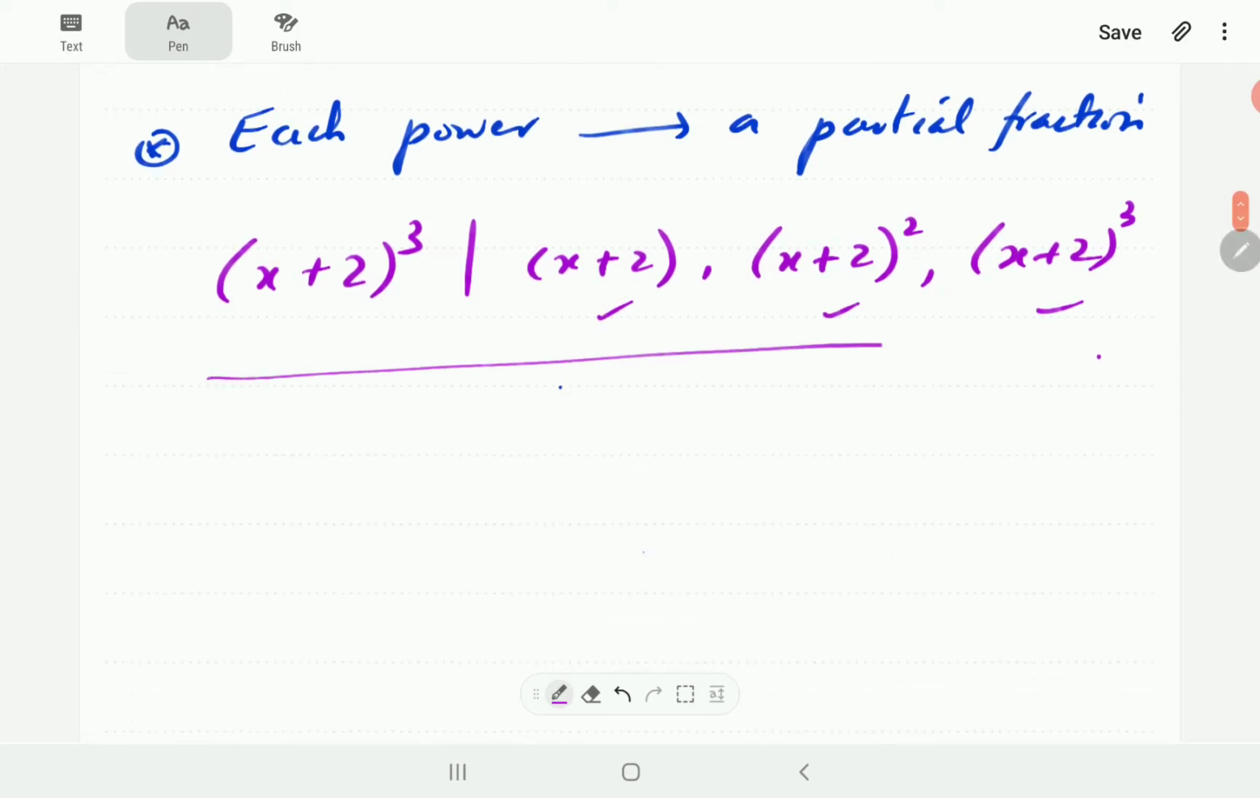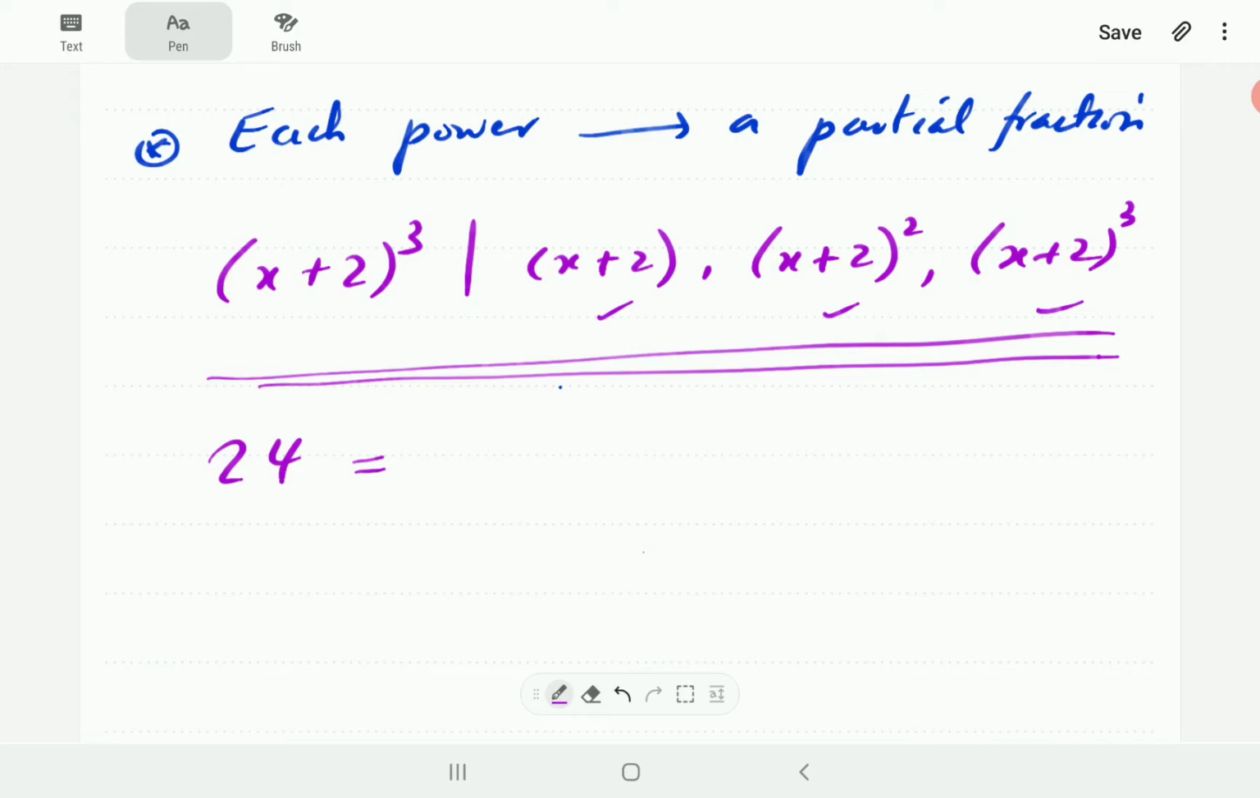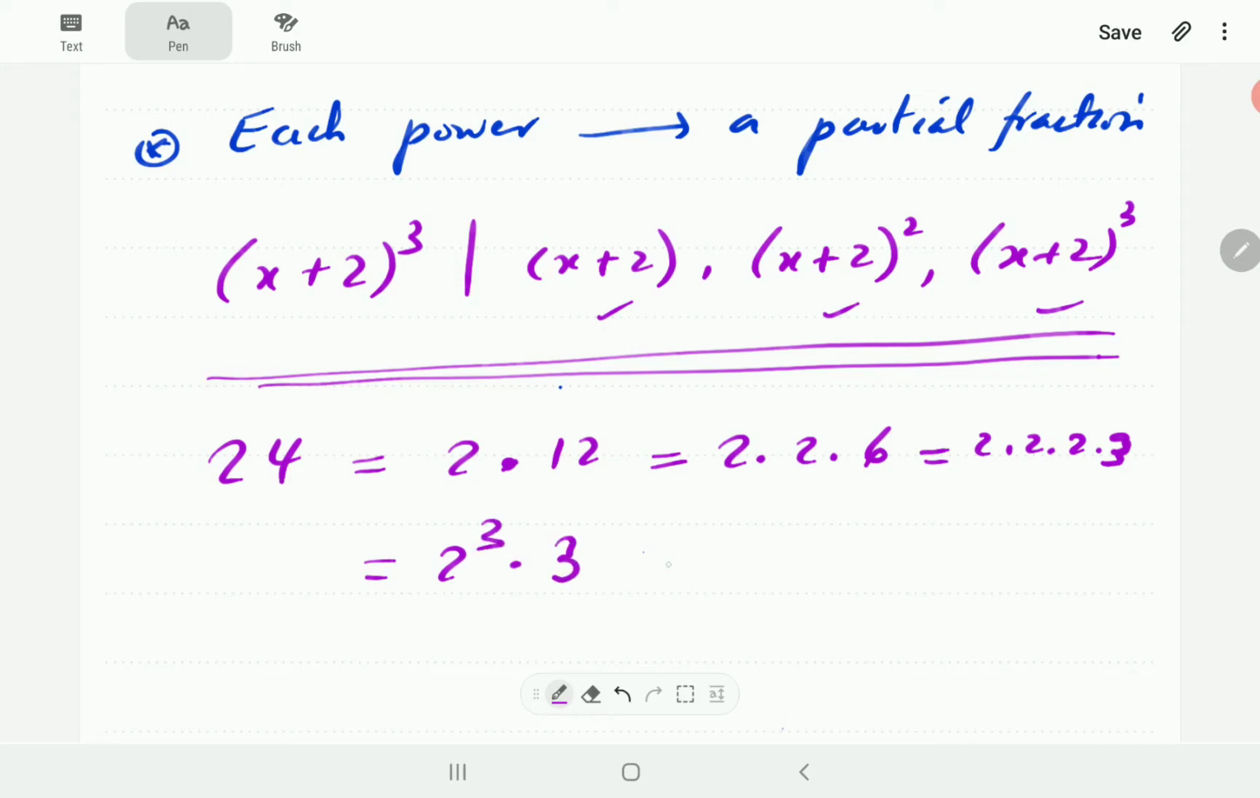Just to further explain this in terms of factors of numbers, imagine that we wanted to do the prime factorization of 24. If we divide this by 2, then we can write this as 2 times 12. And 12 is still divisible by 2, so that's going to be 2 times 6. 6 is still divisible by 2, so that's going to be 2 times 3. And then we can write this as 2 cubed times 3.